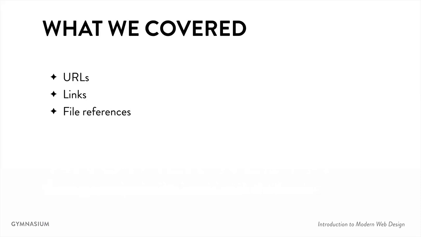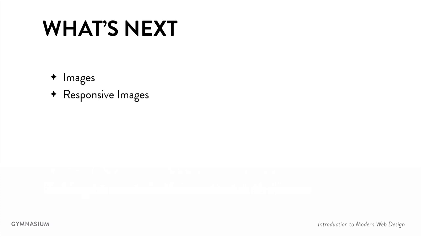So in this chapter, we've talked about all of the different types of URLs, how to create links to other pages, and also how to create references to other files that we want to make available to our users when they view our page. Now in the next chapter, I'm going to take a deeper dive into images, specifically looking at traditional image usage, as well as responsive images, which will be helpful in dealing with multiple screen sizes and resolutions and the like.